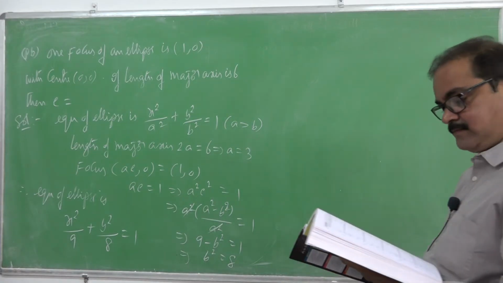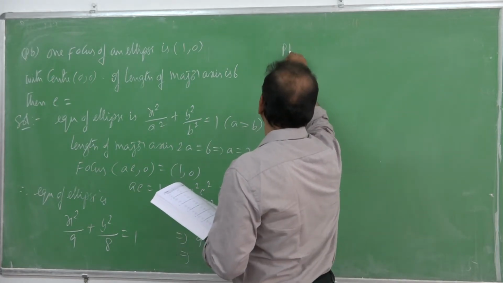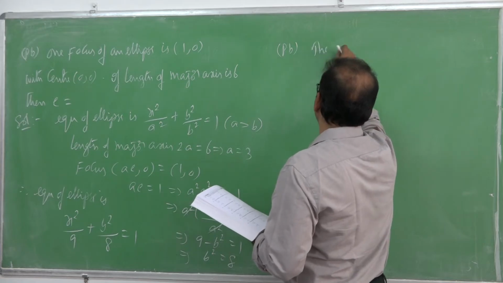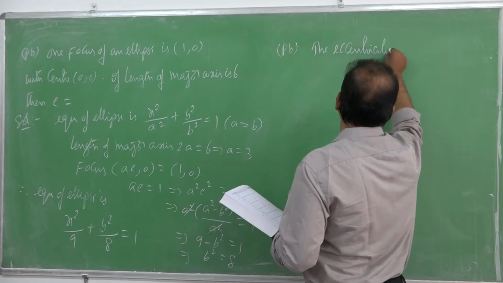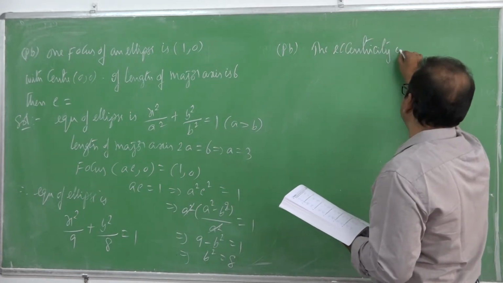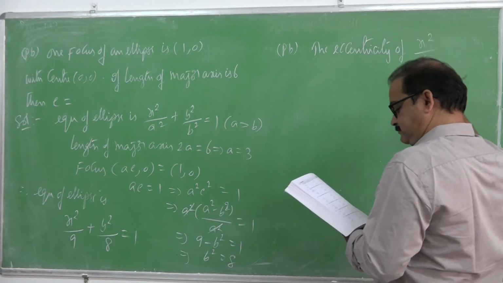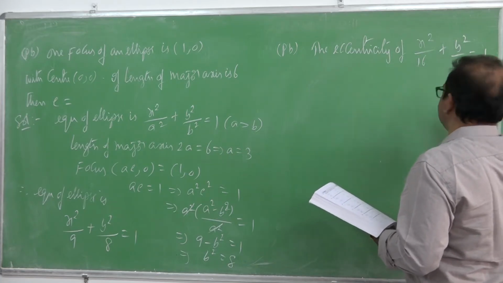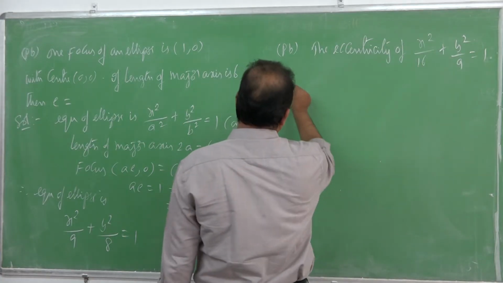Next, the eccentricity of the ellipse x square by 16 plus y square by 9 is equal to 1. Find the eccentricity of the ellipse.